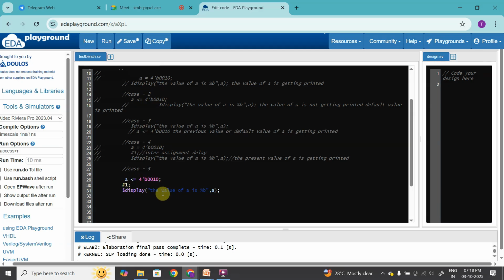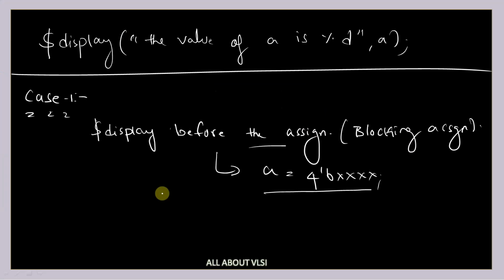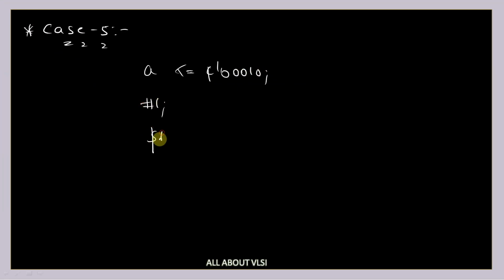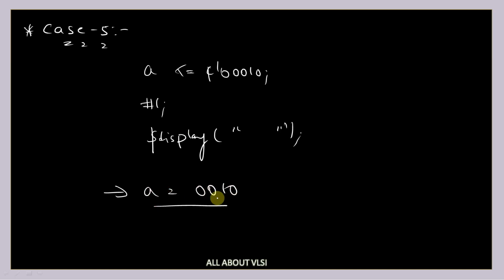Okay, when I'm using this delay. This is my case 5. Let me note down this case 5 also. Let us discuss. So if I'm writing A non-blocking 4'b0010 with inter-assignment delay, you can give any delay, and if you are using $display statement, my result is getting printed. That is, A is equal to 0010 is getting printed in this case.